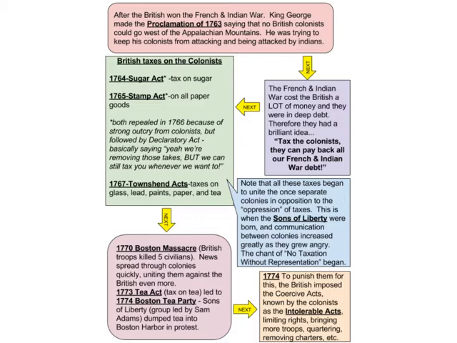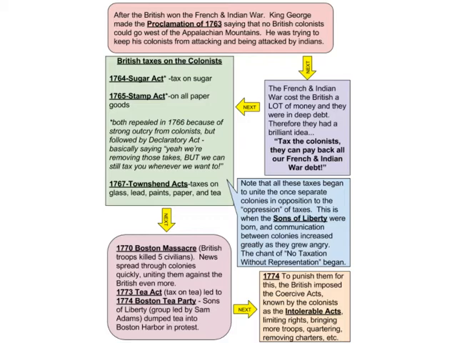Even though they have the land, he doesn't want them to go there because he's trying to keep his colonists from attacking and being attacked by Indians. There's a lot more Indians out west of the Appalachian Mountains. Well, the French and Indian War cost the British a lot of money, and they were deep in debt. I talked about that earlier.